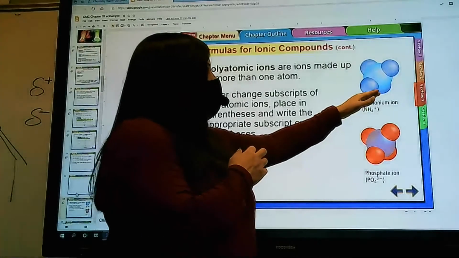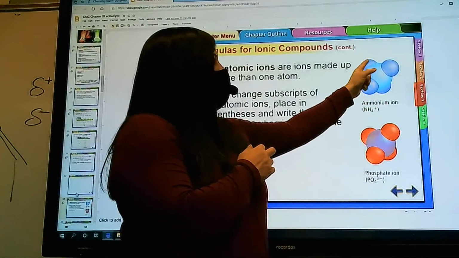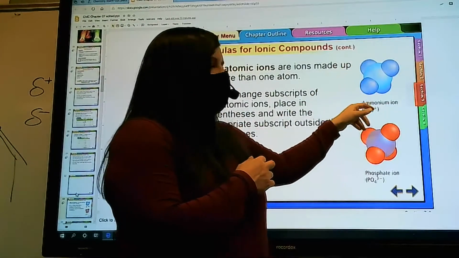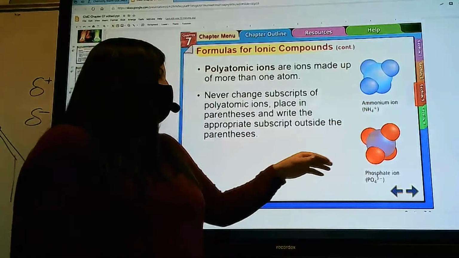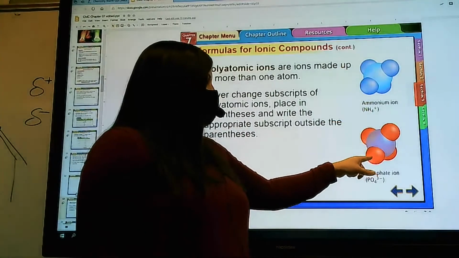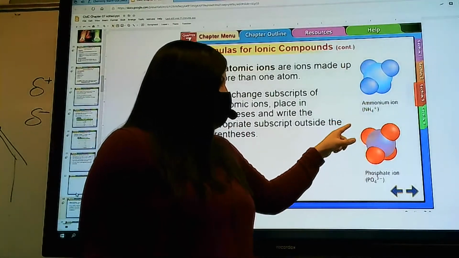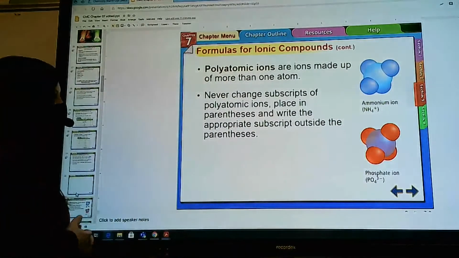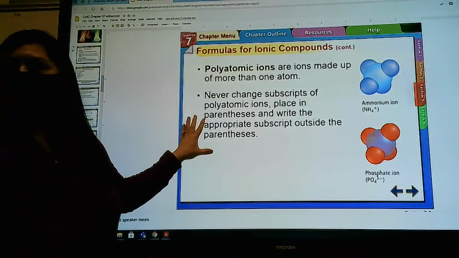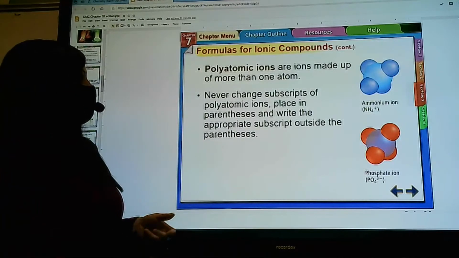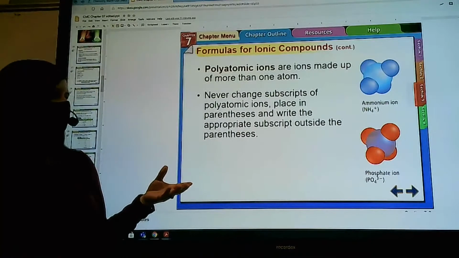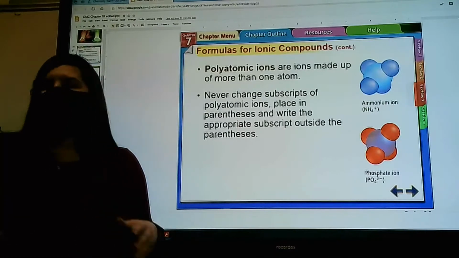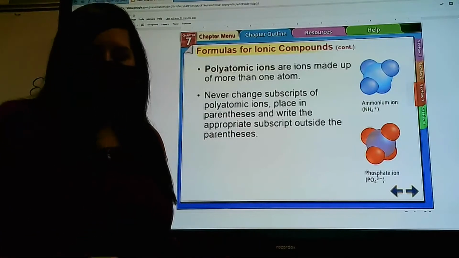So this is like ammonium. Ammonium is nitrogen bonded to 4 hydrogens, and the entire structure has a +1 charge. Phosphate is phosphorus bonded to 4 oxygens. The entire structure has a 3- charge. That's what a polyatomic ion is. We're going to write these tomorrow, but when we do, you want to make sure that you don't change the subscripts of polyatomic ions. That tells you how many atoms are in the structure.